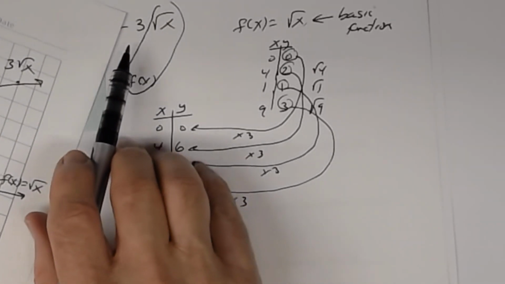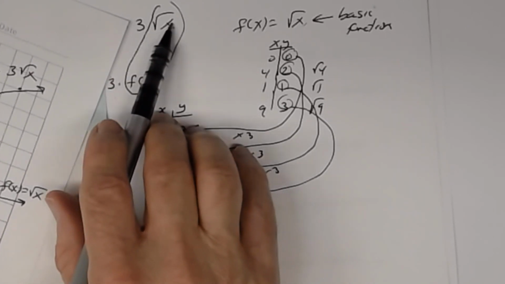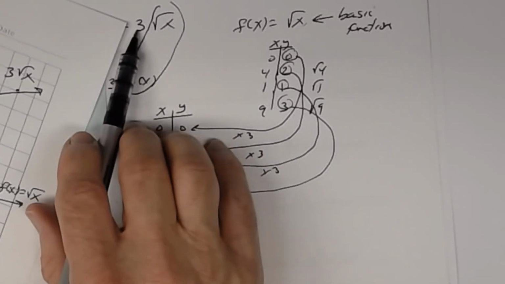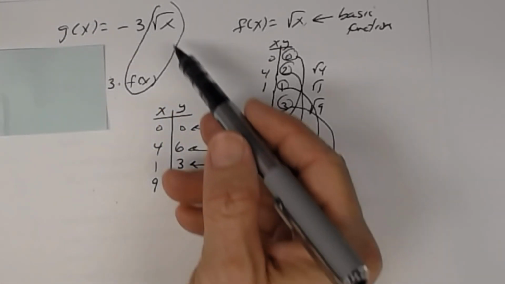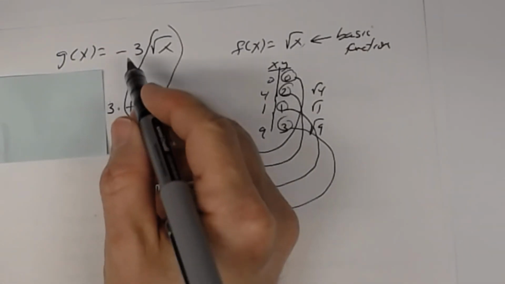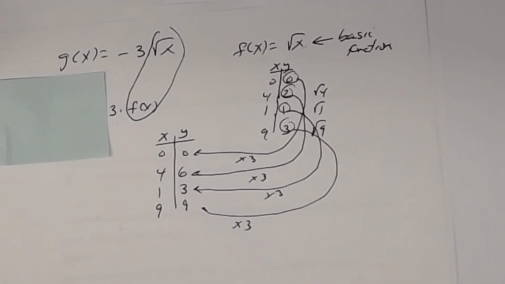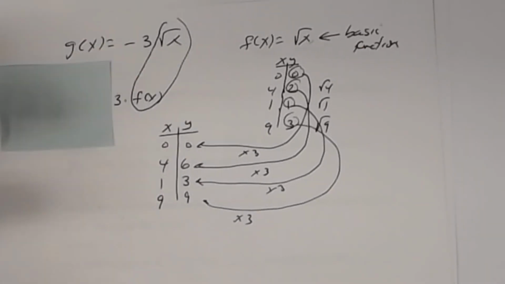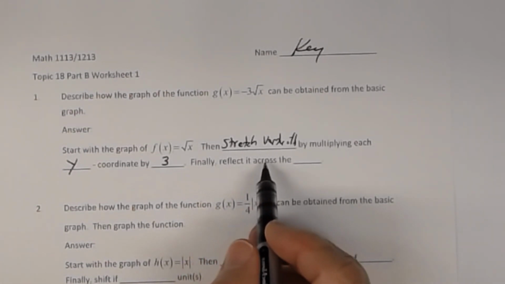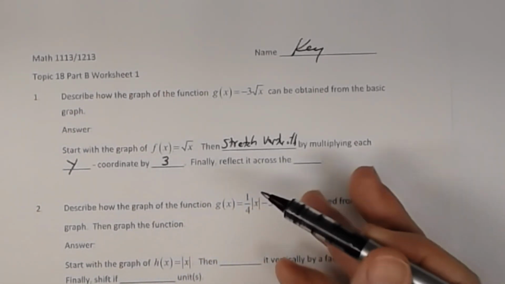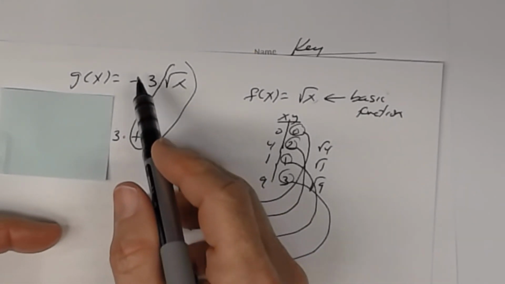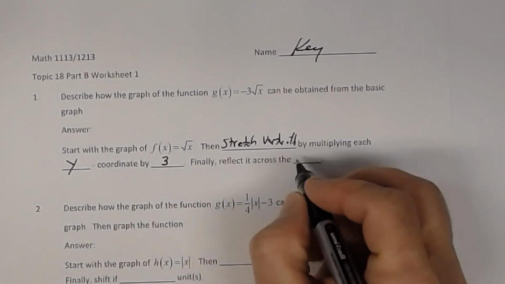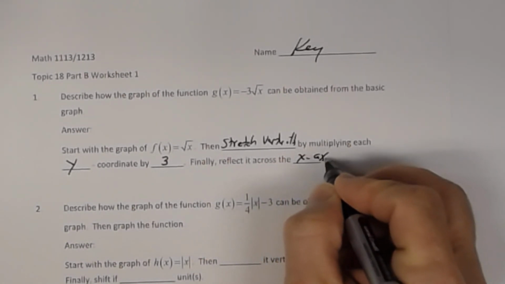So this right here, now you got to cover this negative. This right here says I take each of those y coordinates and I multiply by 3. All right, and so that's going to be a vertical stretch. Now the negative out here, remember what that means? The negative out here is a reflection. So then the next thing you're going to do is this. So finally reflect it across, and you got to remember though, this negative out here is a reflection across the x-axis. So reflect it across the x-axis.